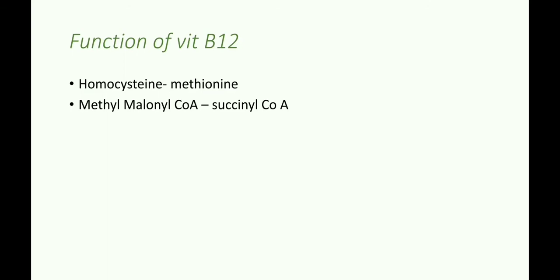As a result, in the first case, the homocysteine levels in the blood will be increasing, and it can also increase the level of methylmalonyl coenzyme A in the blood, and this methylmalonyl coenzyme A can be excreted through the urine. So there will be a decrease in the formation of methionine, and a decrease in the formation of succinyl coenzyme A. Here the succinyl coenzyme A is actually required for the formation of myelin. So there will be some neurological manifestations in vitamin B12 deficiency.